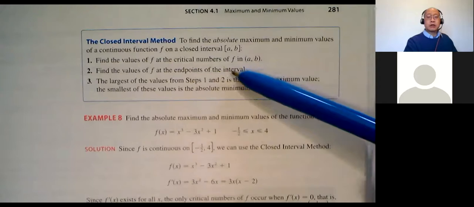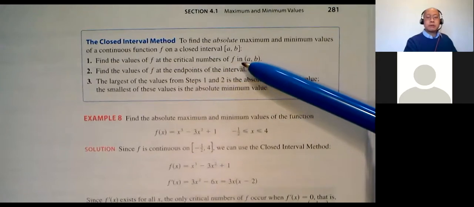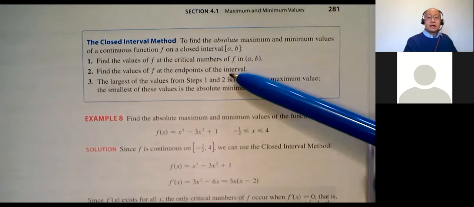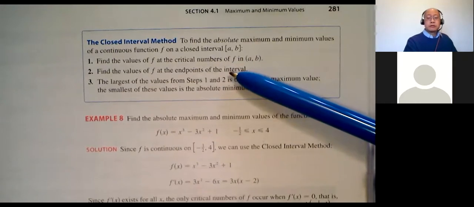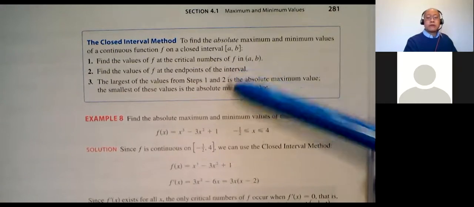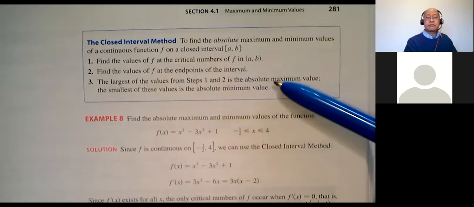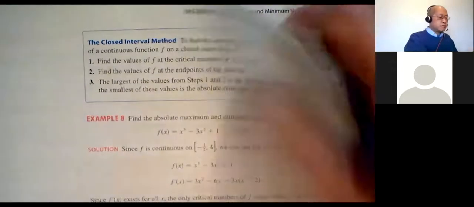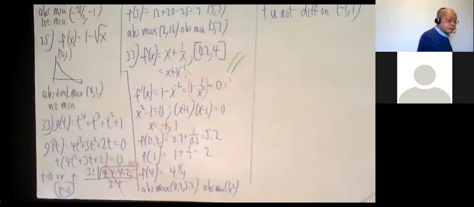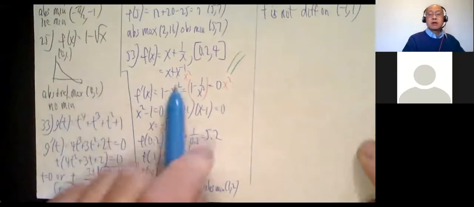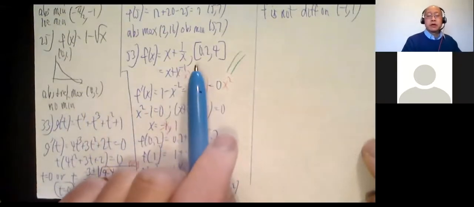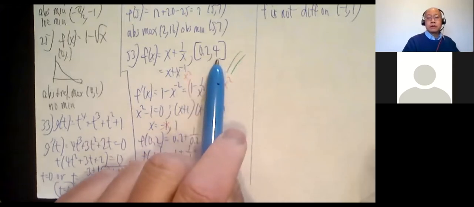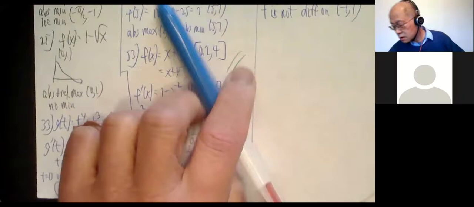Find the values of f at the critical numbers. So what's a critical number? The derivative is 0 or undefined. Usually it's just 0. Then find the function values of the endpoints. So out of all those numbers, the highest y value is the absolute max, the lowest is the absolute min. Right, so that means even before you start, you know right away you have to plug in 0.2 and 4.